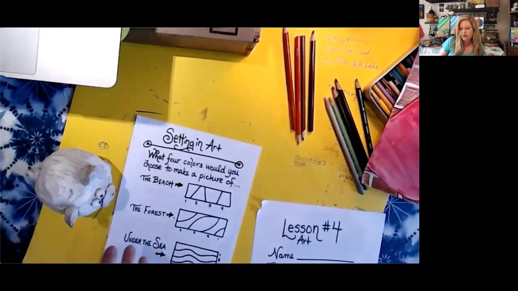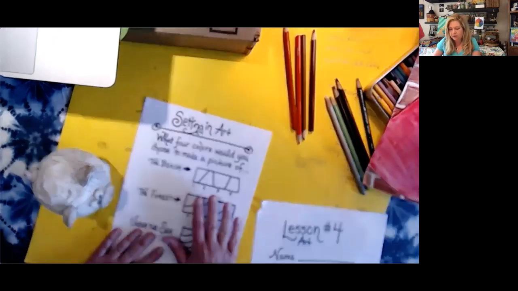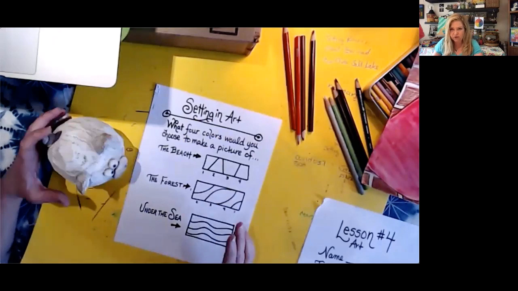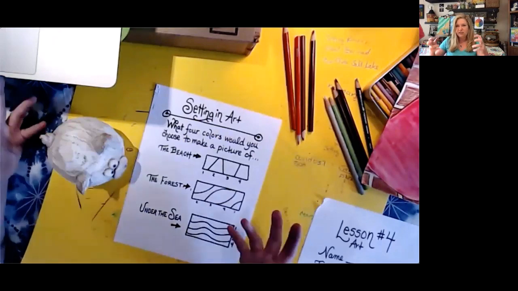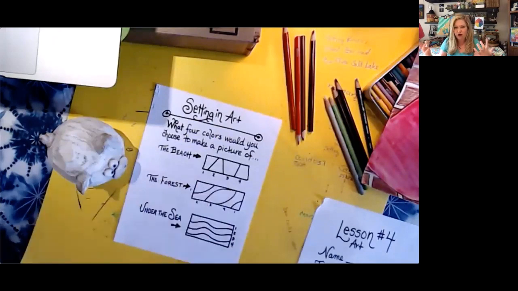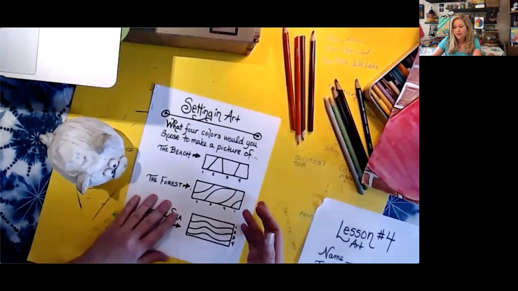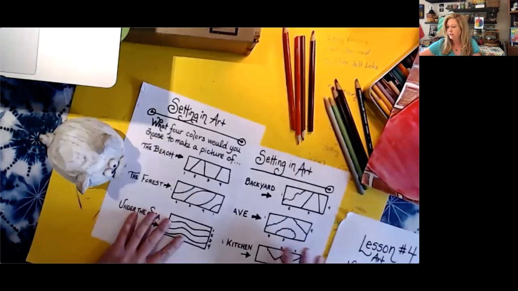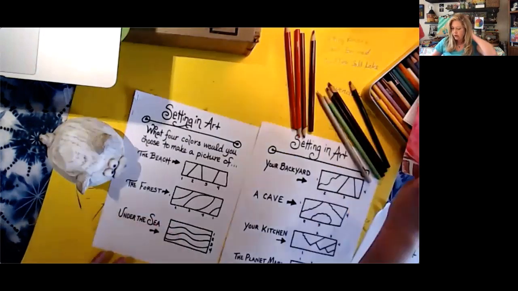Settings in art are the backdrop, the scene behind the picture sometimes, the moment you're trying to recreate. You're trying to set the mood, you're trying to make the person looking at your art understand where it's happening, how it's happening, why it's happening. So setting really helps with that. Today we've got 2 pages here, and we're going to work on 2 of these today. So let's look at these.